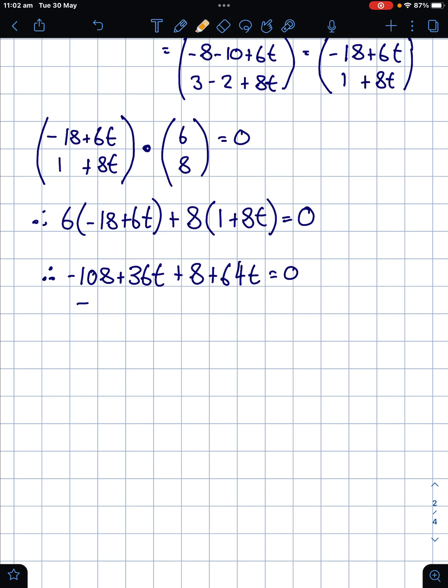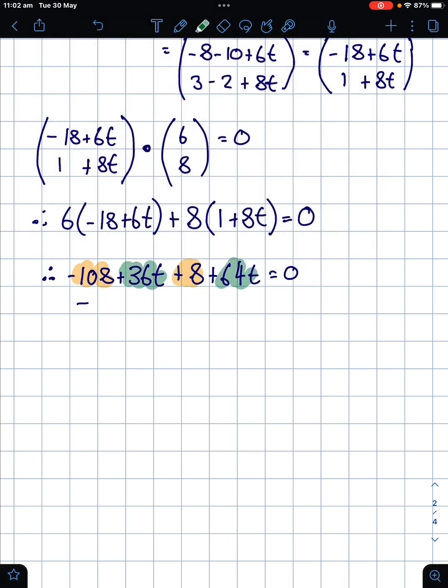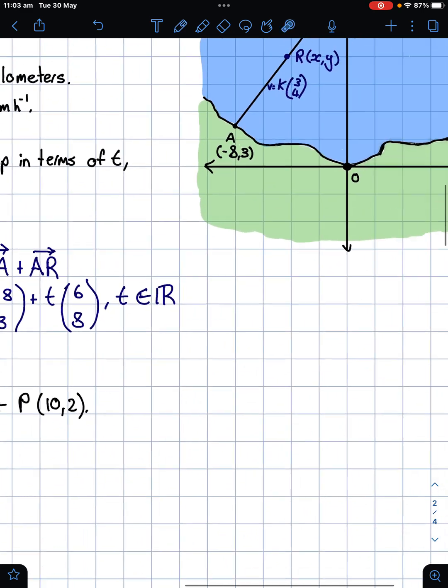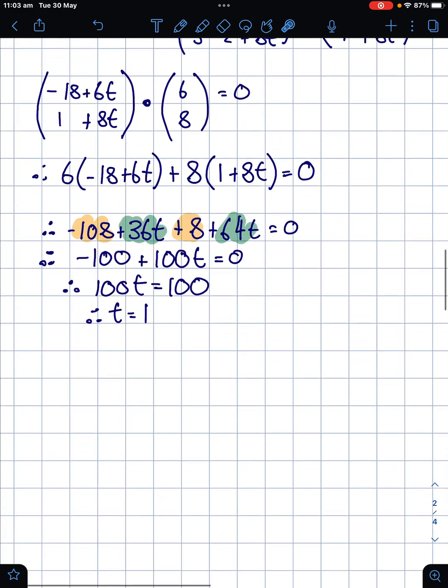Now we've got this equals negative. I'm just going to put these two together, and then I'm going to put these two together. And so I'm going to get -100 plus 100t equals 0. Therefore, 100t equals 100. I've got a bit lazy. Therefore, t equals 1 because we divide both by 100. Okay, so this then, when we take it in the context of our problem here, it means that after t has done an hour of travel, it is at a right angle.